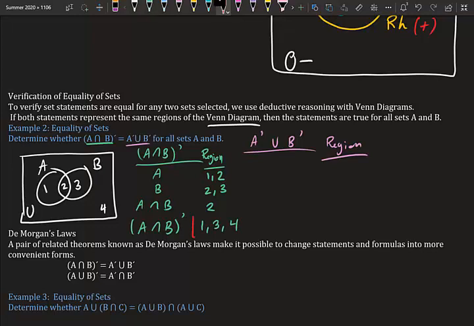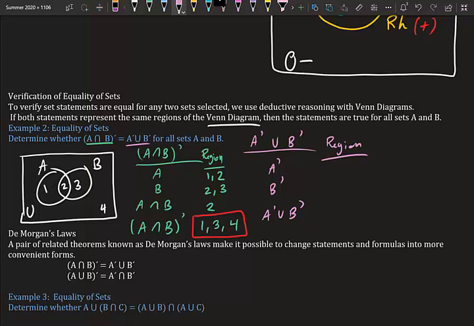So this is what we're going to compare to our other side of the equation, the complement of A union complement B. We're going to see if those match up at the end. So again, we're going to break this up. We have the complement of A, the complement of B, and then the union of those two complements. Remember, complement is not. So everything that's not A is 3 and 4.